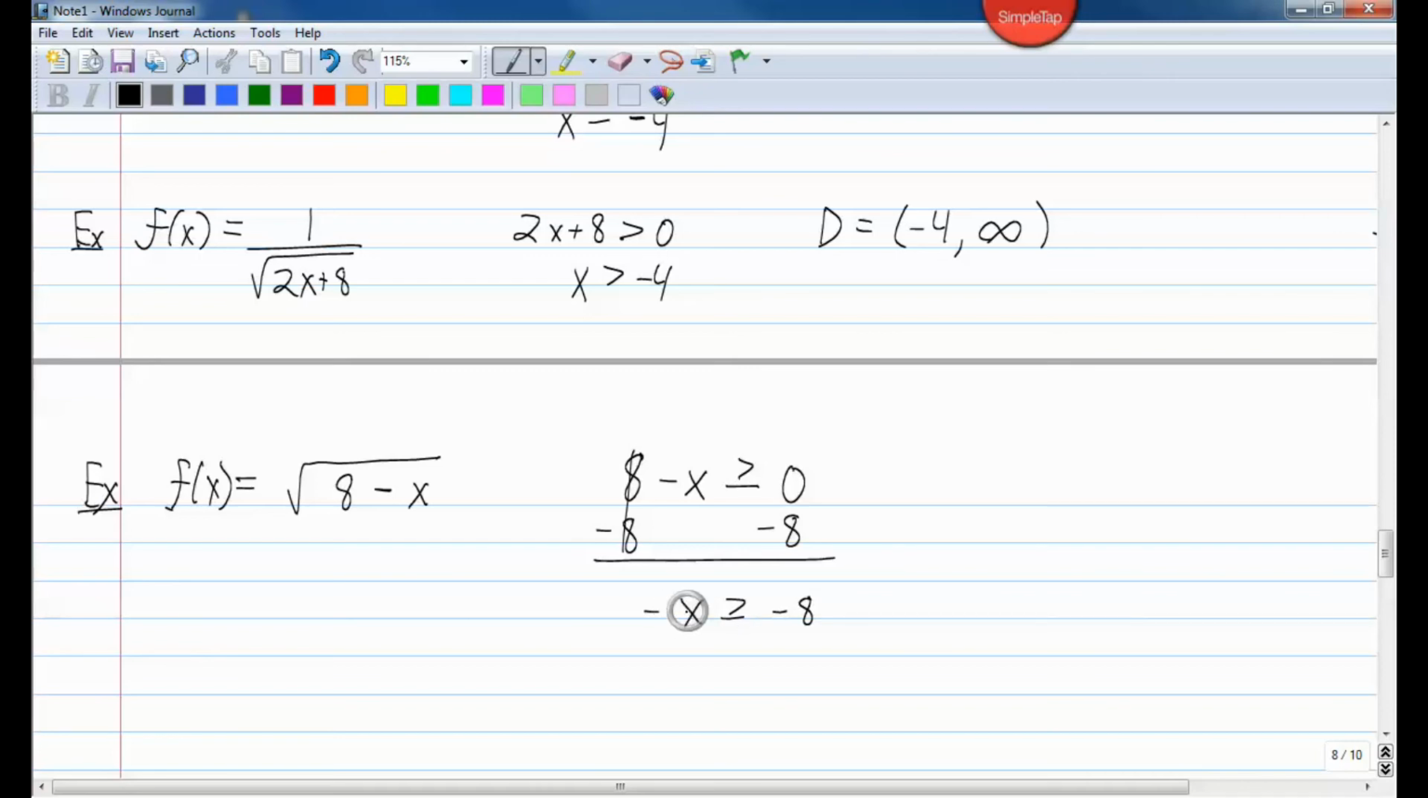Now I want to solve for x. So divide both sides by negative 1, because that's a negative x. When you divide an inequality by a negative, you flip the inequality sign. So instead of greater than or equal to, it becomes less than or equal to. And now that's 8.